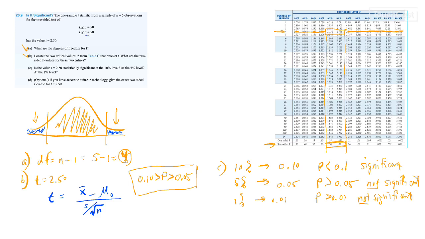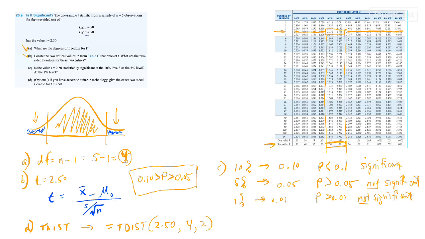And then the last piece of this is if we knew the exact two-sided p-value here, could we calculate it? So the answer is yes, we can calculate it by using the tdist function. So in any software, spreadsheet application, Excel or Google Sheets, we can type in equals tdist, and then it will ask us for our t-value, which would be 2.50 or 2.5, our degrees of freedom, which would be 4 in this case, and then the number of tails, which would be 2.